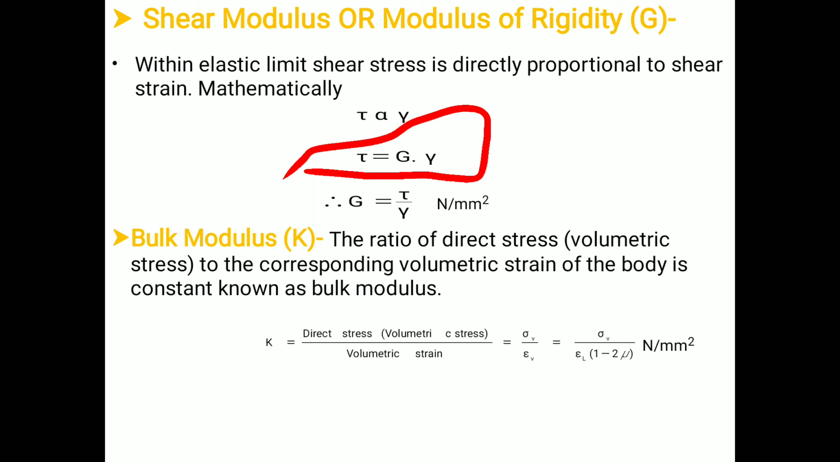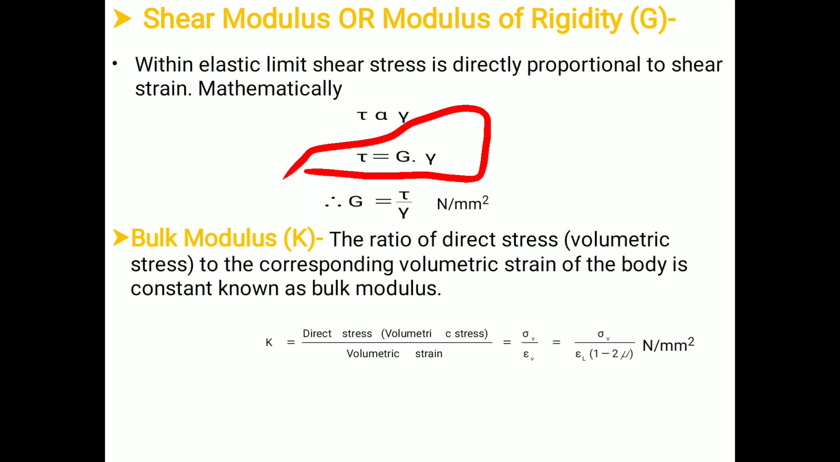After that, we are going to discuss the new concept, the bulk modulus K. Bulk modulus is denoted by the letter K, and it is the ratio of direct stress to the volumetric strain. Direct stress is also known as volumetric stress, which was already discussed in the previous slide. What is volumetric stress? In case of volumetric stress, the body is subjected to equal stress from all directions. Each and every face of the body is subjected to an equal value of stress. So this is known as volumetric stress.